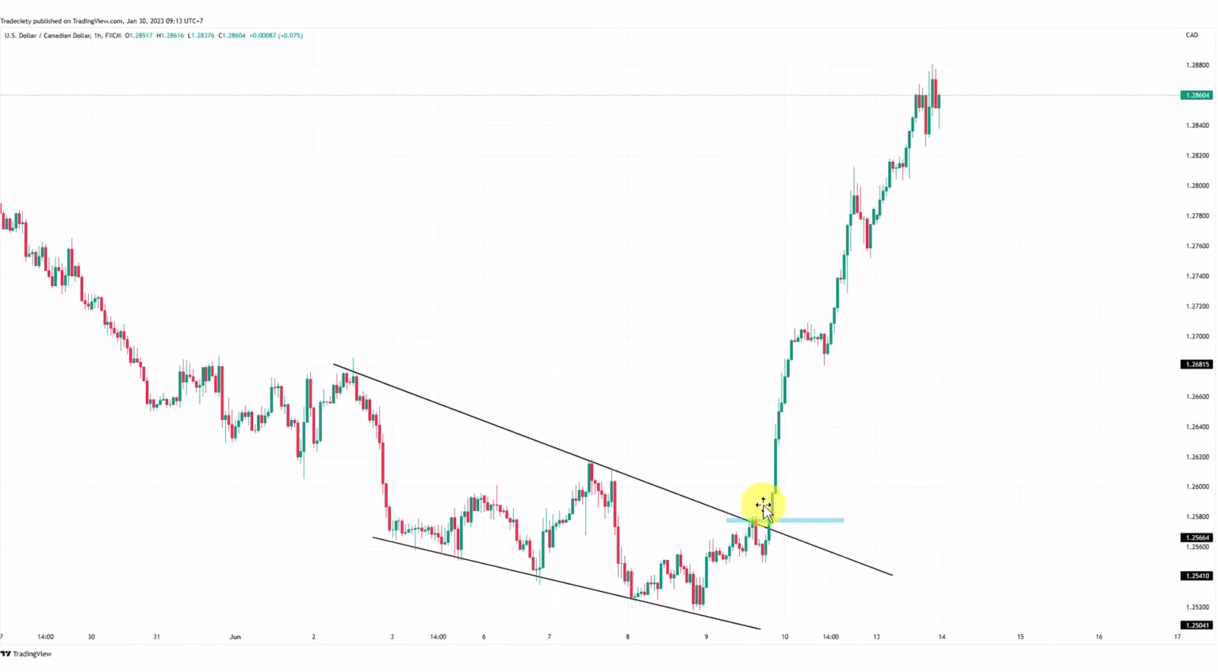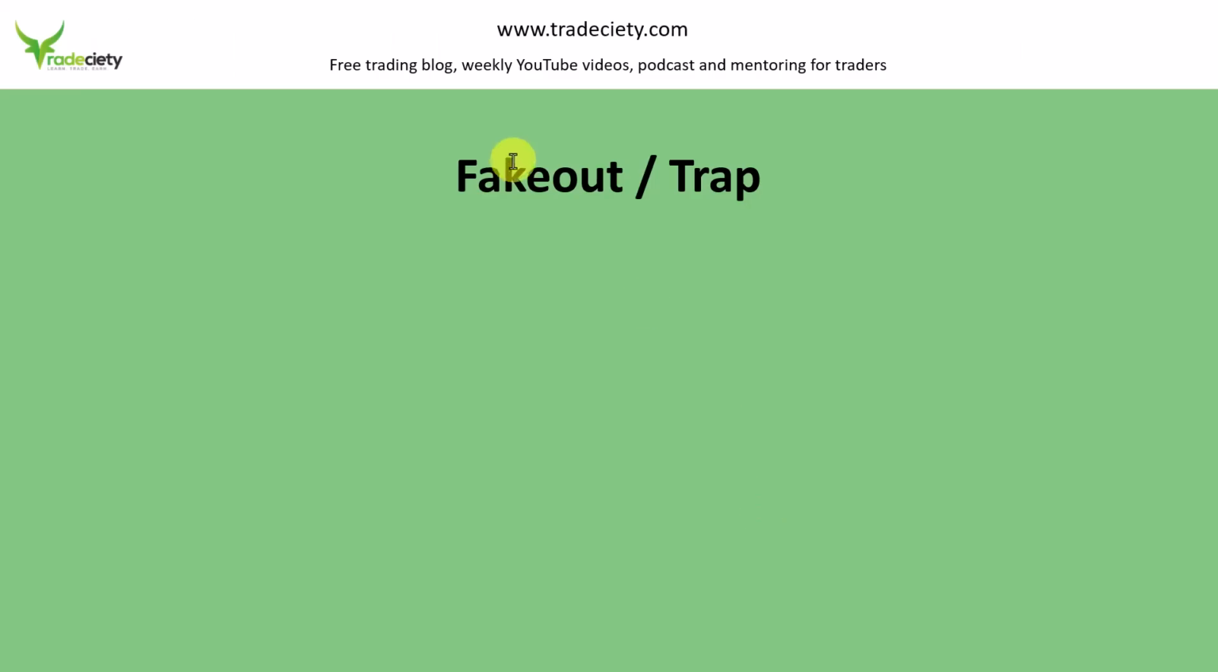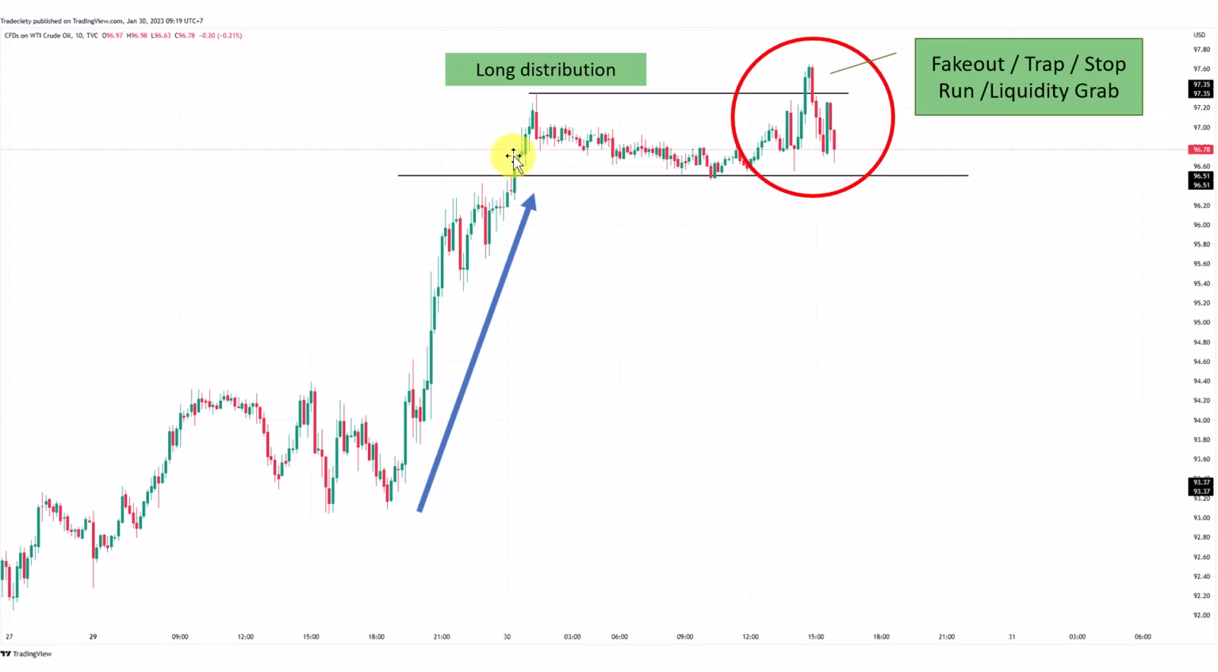So it's really important to see the whole context and not just look at one pattern and one breakout. I love fake outs, traps, liquidity runs, whatever you want to call it. Let's take a look at this example. We have a long uptrending market with a long distribution where the market is moving sideways. This typically doesn't happen during a trending market. When you see a long period of sideways moves, that's not a good sign that the market is in a strong state. Then we see that the market is making a run at the highs.